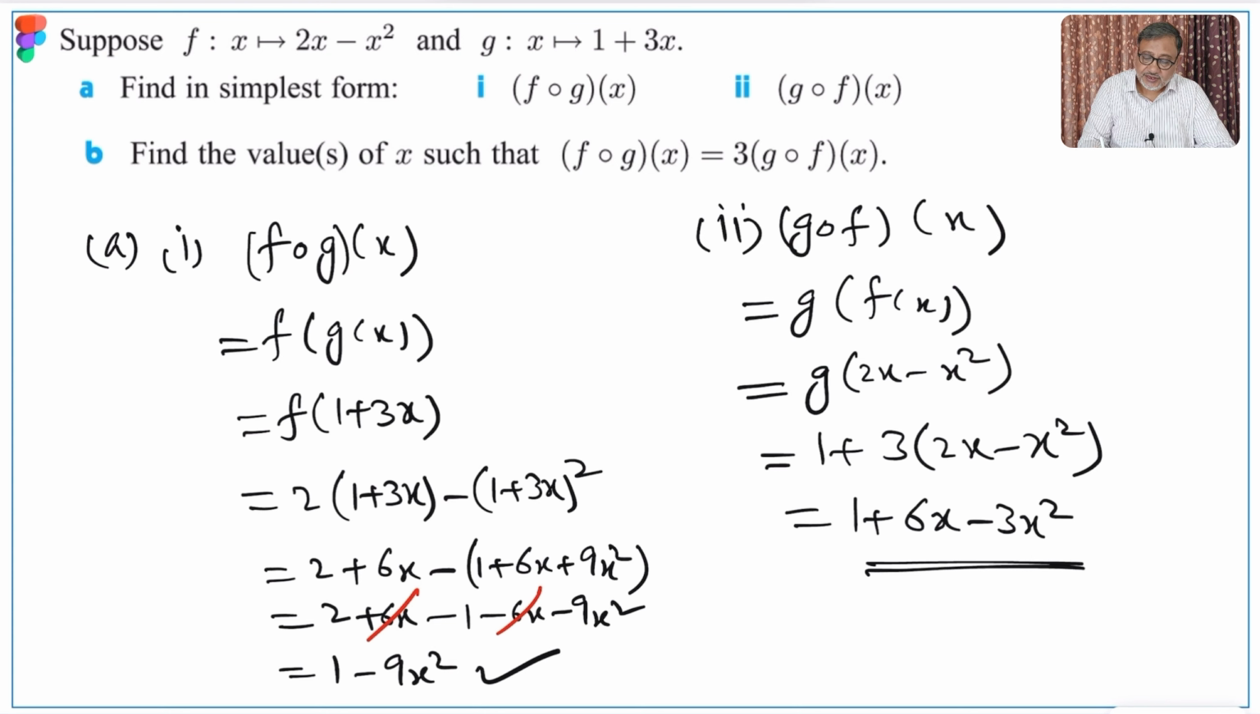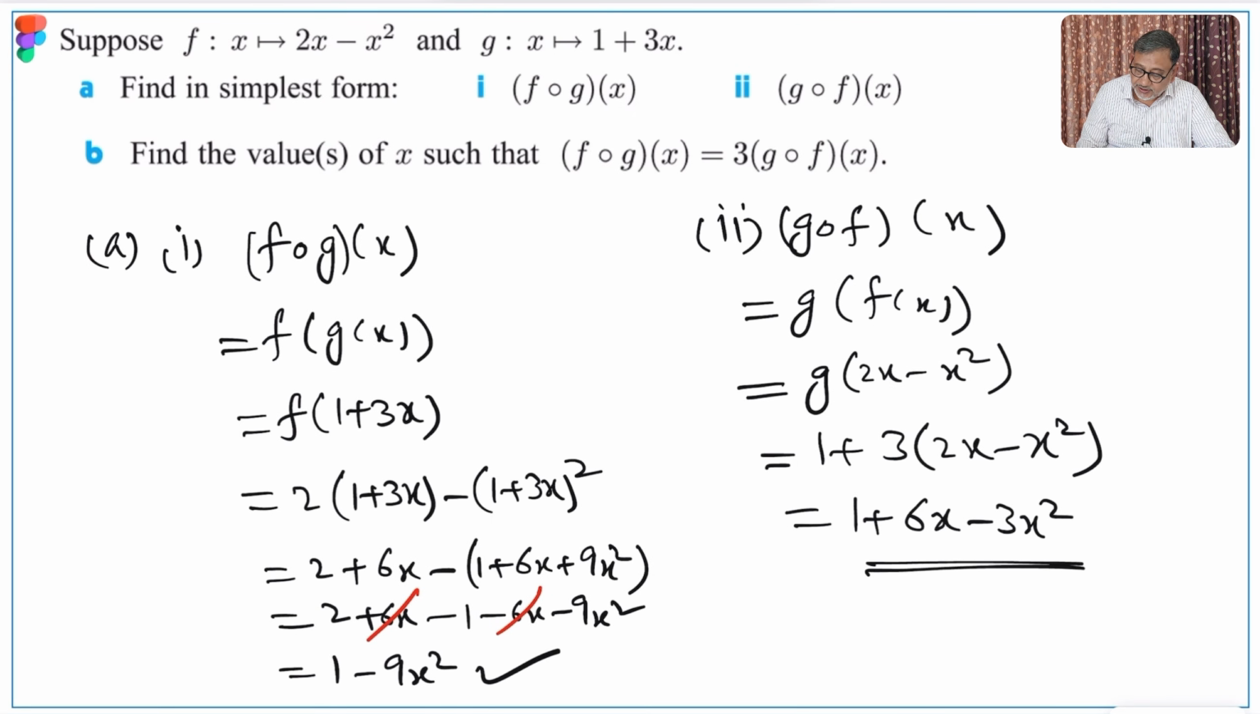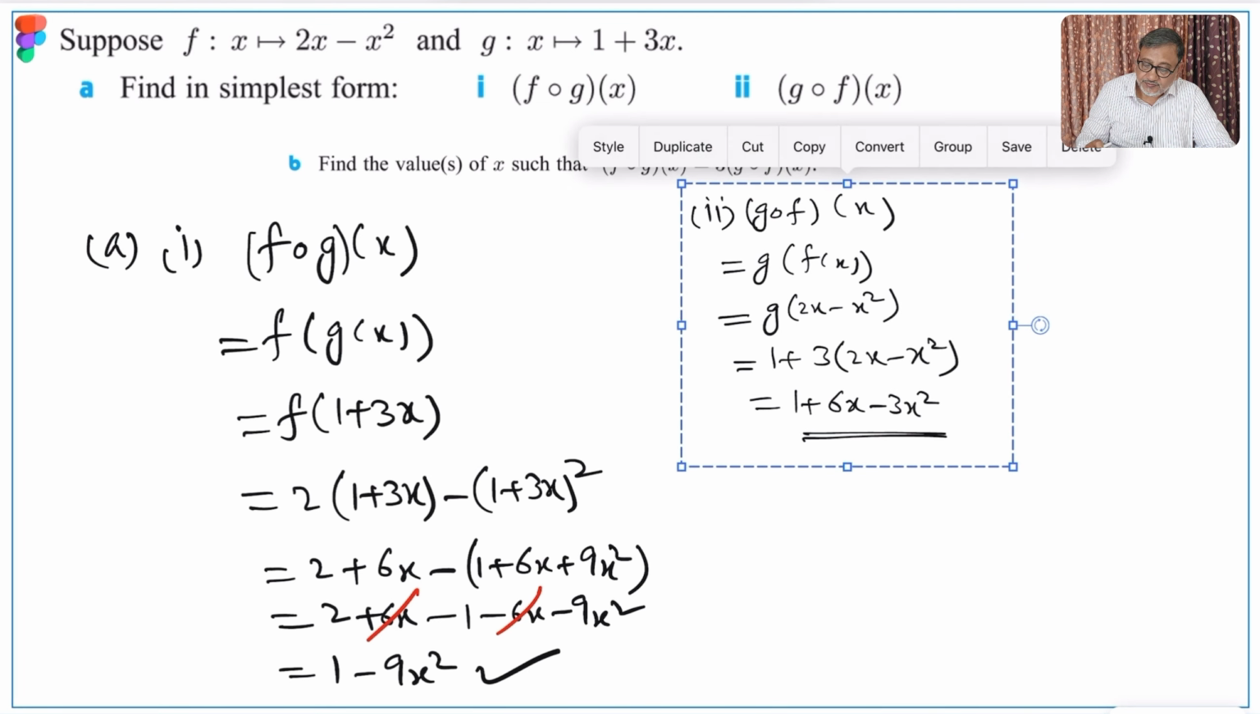Find the values of x. The B part says, for which f of g of x is equal to 3 times g of f of x. Is there space where I want to write? Oh, there is no space. So what should I do? Let me make it smaller. This part I will make smaller. Okay.